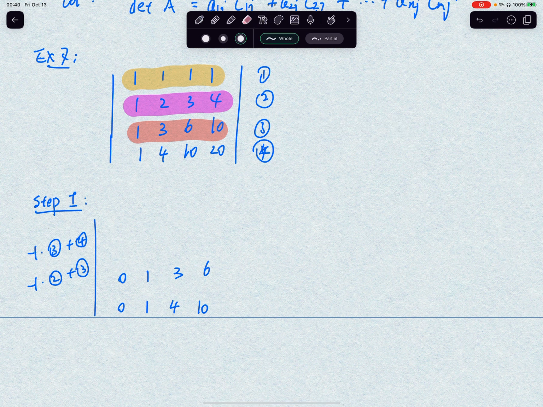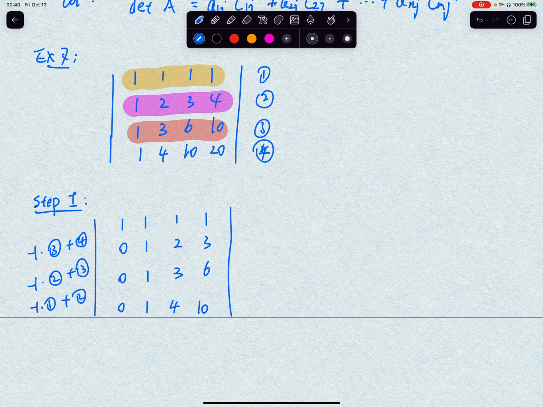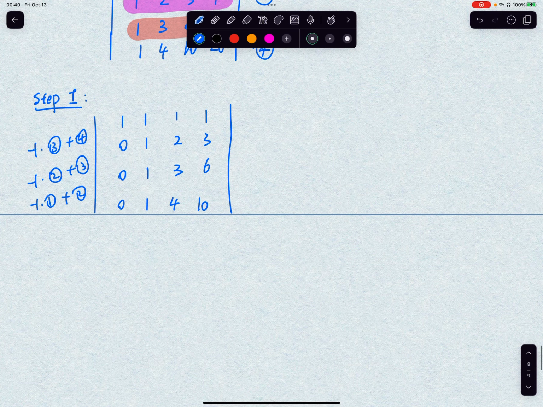And then we multiply the first row by -1 and add it to the second row. So we have 0, 1, 2, 3. The first row remains unchanged, and we see that by doing so, we can do the cofactor expansion by the first column since it has only 1 on the upper half.